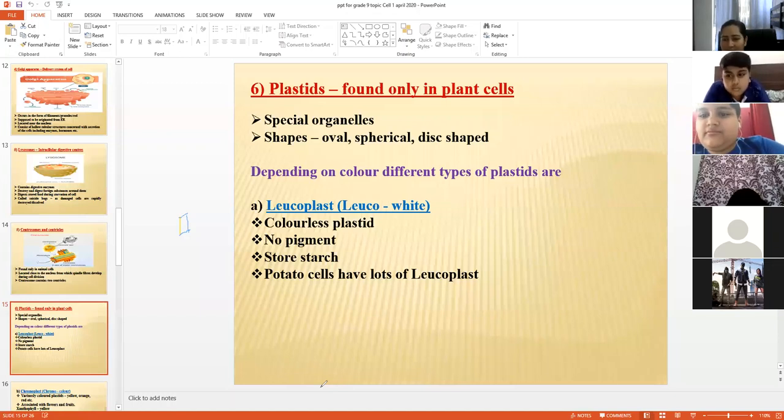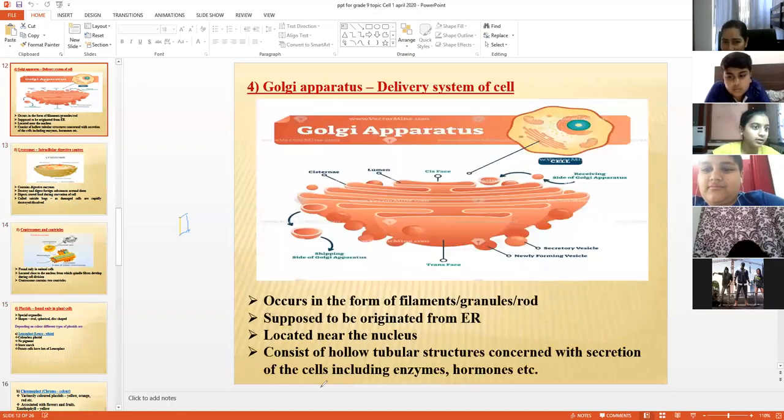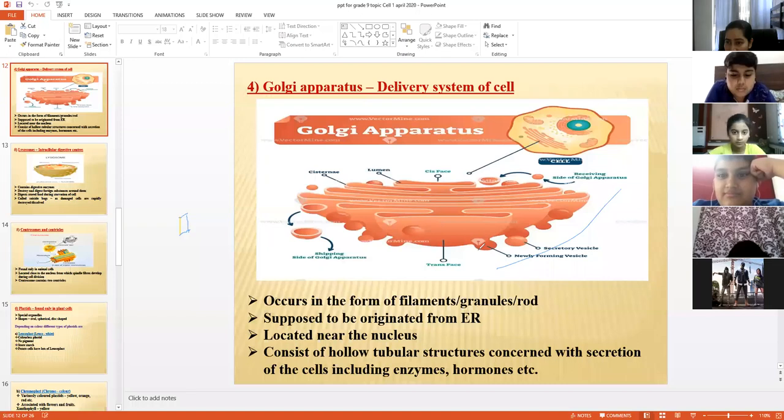Yes, tell me, darling. I didn't get whatever you taught about the Golgi apparatus. Okay. Now, can you see this Golgi apparatus here? Does this look similar to an endoplasmic reticulum? Somewhat similar? Okay. Now, a Golgi apparatus is somewhat similar to an endoplasmic reticulum, but it is not an endoplasmic reticulum. It is supposed to have originated from the endoplasmic reticulum and hence it has a structure like this. Where is it located? It is located near the nucleus.